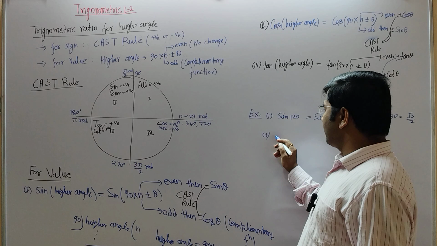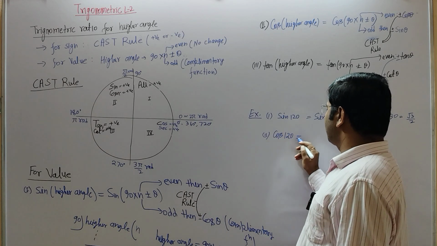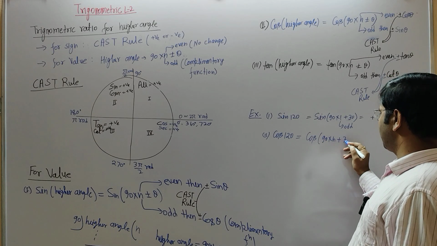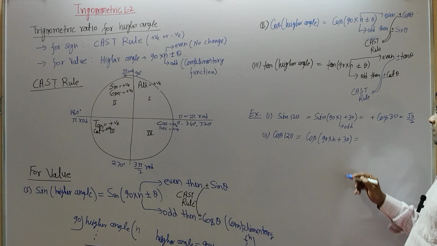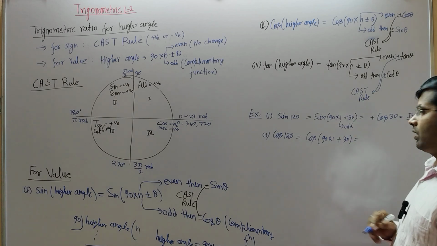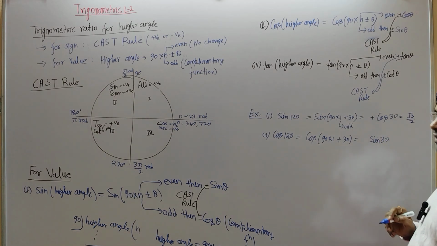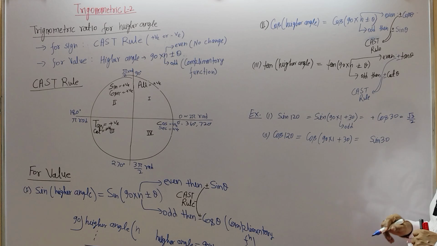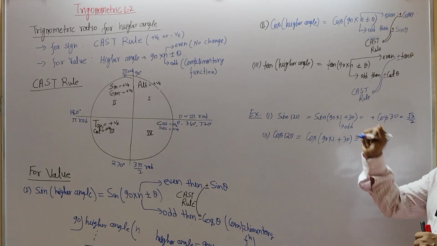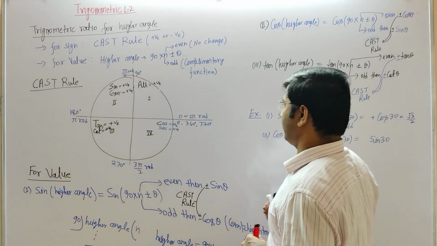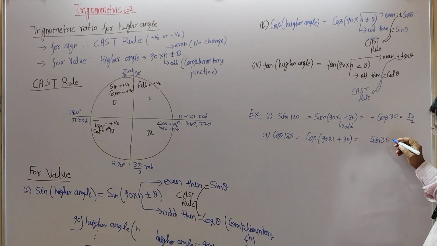Okay, second, I want to find out cos 120. So cos 120, similarly, we can write as cos of 90 into 1 plus 30. So we can write here cos 90, and n here is 1, odd, so cos will convert into sine, sine theta. Now for cos 120, this 120 will be in the second quadrant, and in the second quadrant cos is negative. Cos is positive only in the first. So this cos will be negative, and the value is minus 1 by 2. So cos 120 is minus 1 by 2.